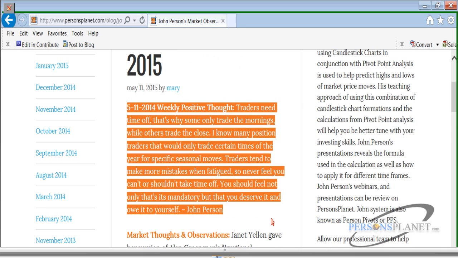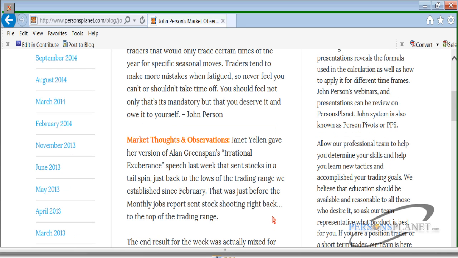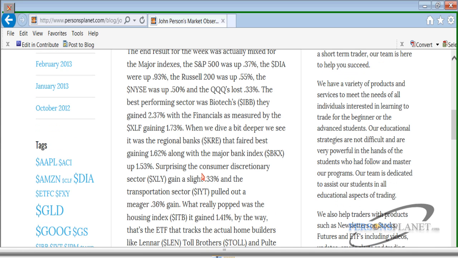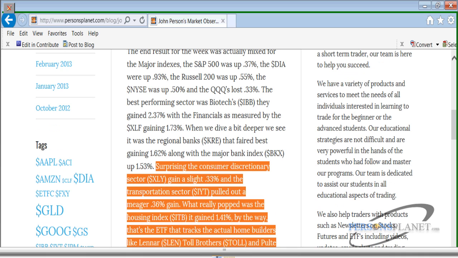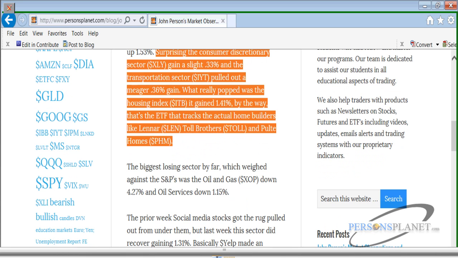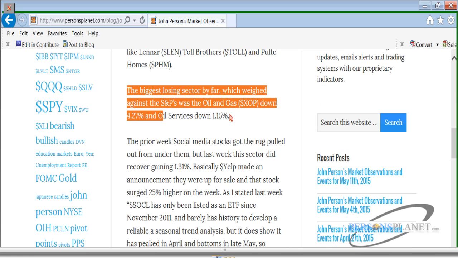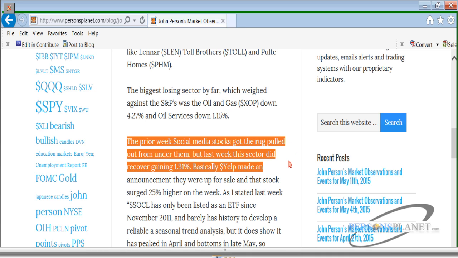Social media stocks. If you haven't read this, you want to read this, because even though social media, and you can look at it by the SOCL, it's an ETF that tracks mainly Chinese stocks, but it's an ETF that's been listed since November 2011, so we don't have a lot of history to run seasonality. But the funny thing is, it has in those four years a tendency to peak in April and bottom in, keyword here, late May. Late May.